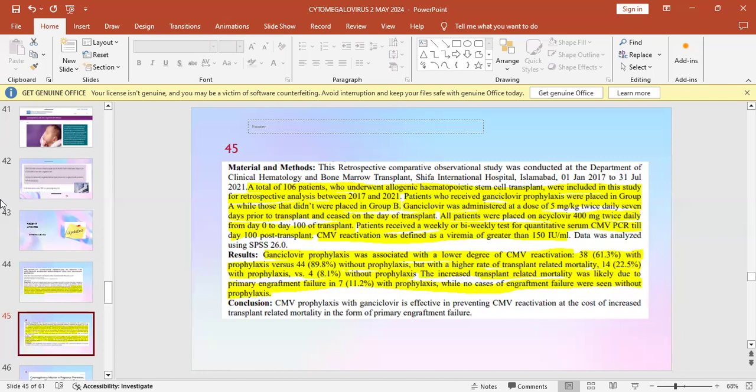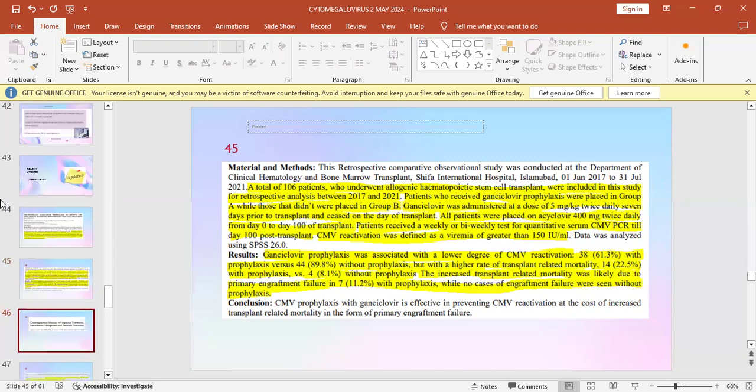Prophylaxis was associated with a lower degree of cytomegalovirus reactivation, 38 with prophylaxis versus 44 without prophylaxis, but with a higher rate of transplant-related mortality, 14 with prophylaxis versus 4 without prophylaxis. The increased transplant-related mortality was likely due to primary engraftment failure in 7 with prophylaxis, while no cases of engraftment failure were seen without prophylaxis. The conclusion is that cytomegalovirus prophylaxis is effective in preventing cytomegalovirus reactivation at the cost of increased transplant-related mortality in the form of primary engraftment failure.